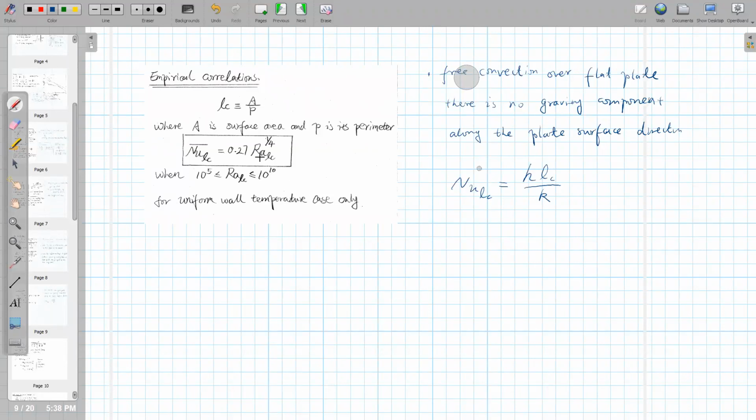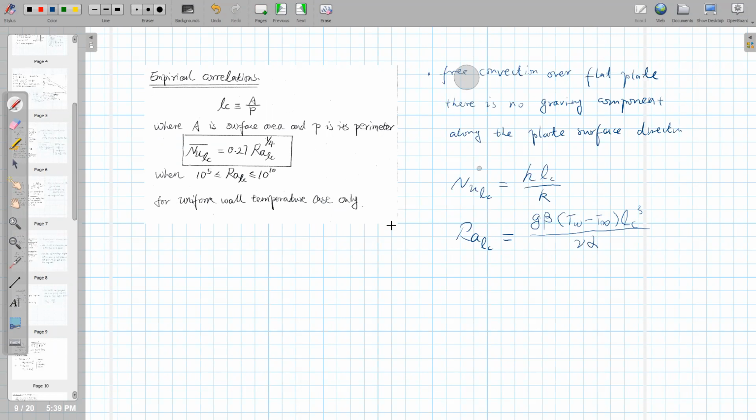How to pronounce this one? Rayleigh number. Okay, let's just call it Rayleigh number to the power of 1 over 4. And also remember that this Rayleigh number is also defined by this length scale Lc here. Okay, and this Rayleigh number of Lc will be equal to the definition of the Rayleigh number, g beta times T wall minus T infinity, if T wall is larger than T infinity. If it's smaller, you need to write the inverse, times Lc to the cube over mu alpha.